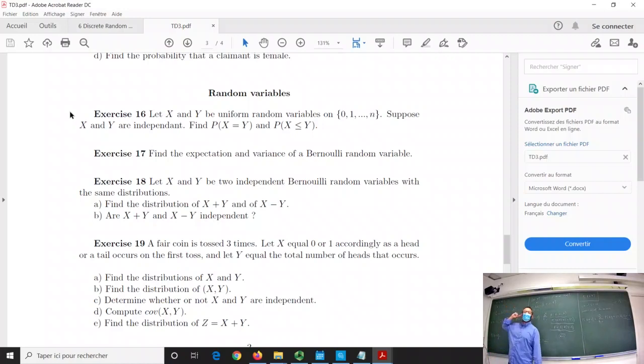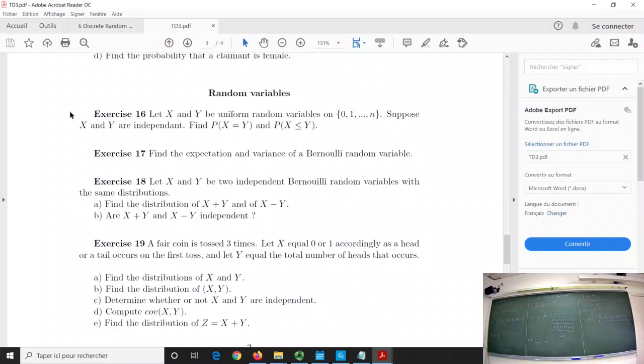Have we calculated that or not? We have it in the statement. Y follows a uniform distribution on the set 0, 1 until n. So it is 1 over n plus 1 for this one here.